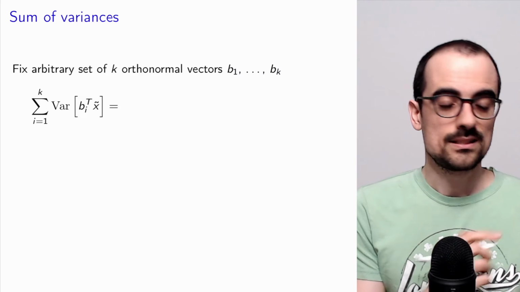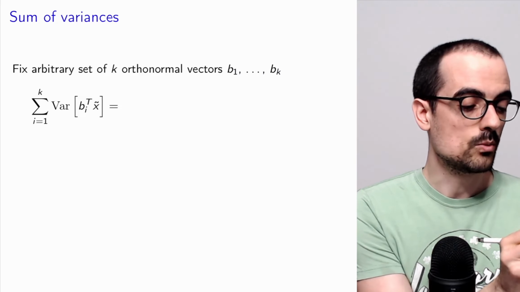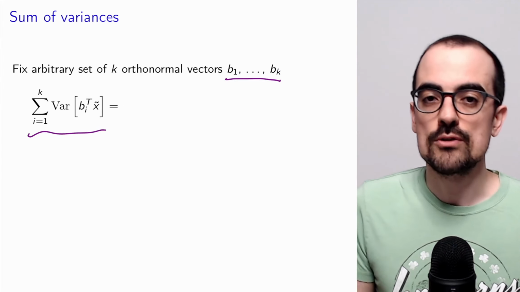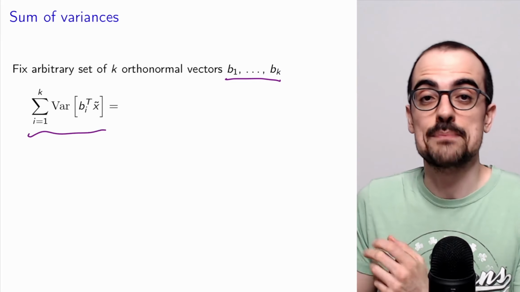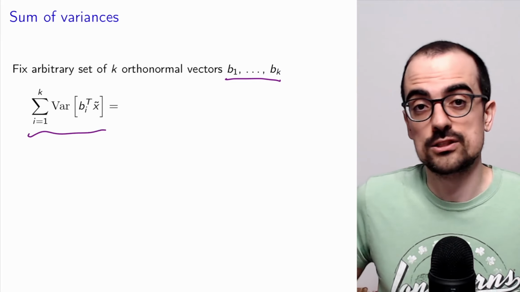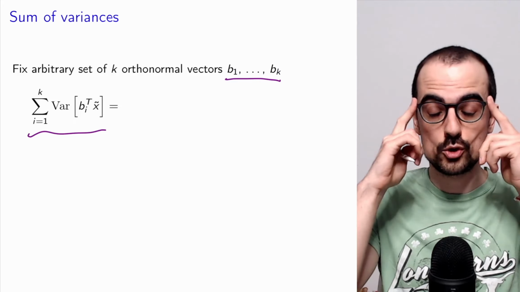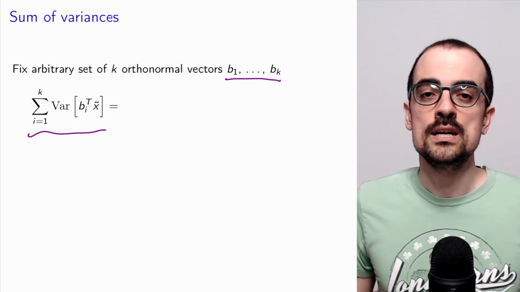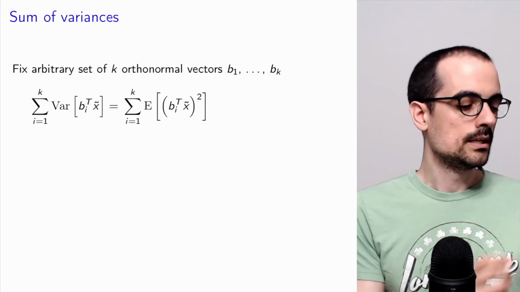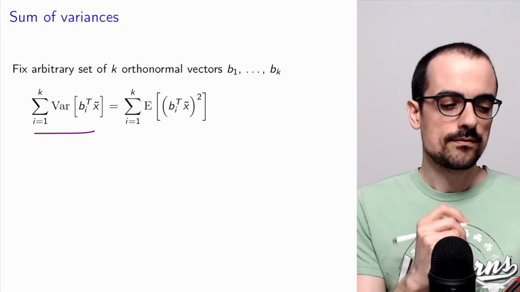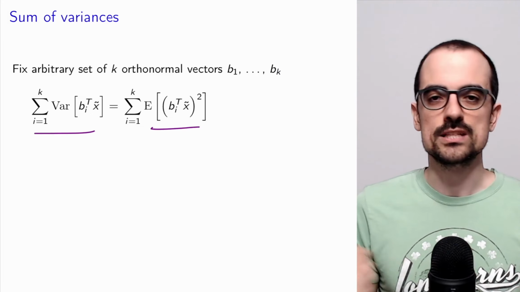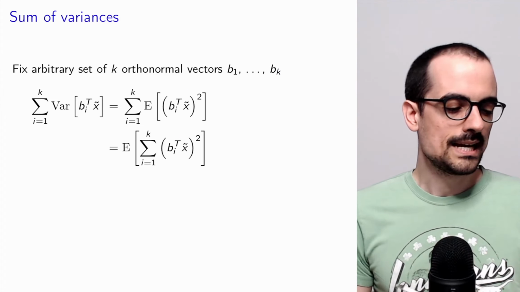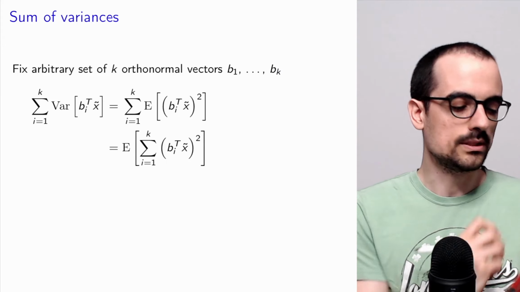How are we going to do that? We're going to fix an arbitrary set of k orthonormal vectors b1 to bk, and we're going to show that this sum of variances is smaller or equal to the sum of variances captured by the first k principal directions, if we assume that the induction hypothesis holds. In order to do that, it's going to be useful to represent this sum of variances in the following way. Remember that they're just equal to the sum of mean squares because this is zero mean, as we said at the beginning. And by linearity of expectation, we can put the sum inside.